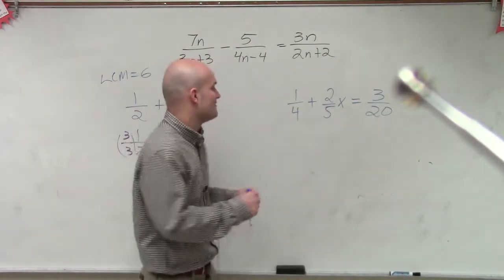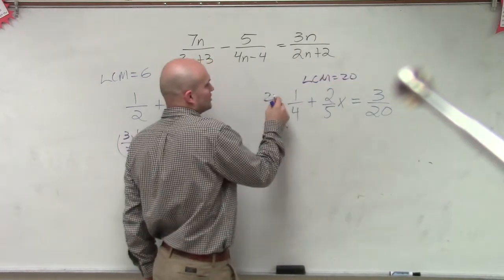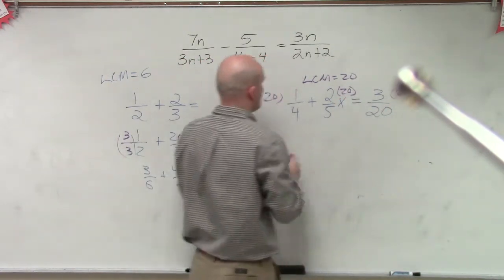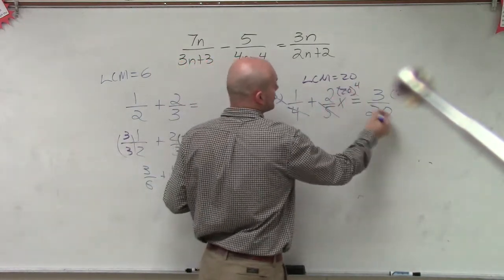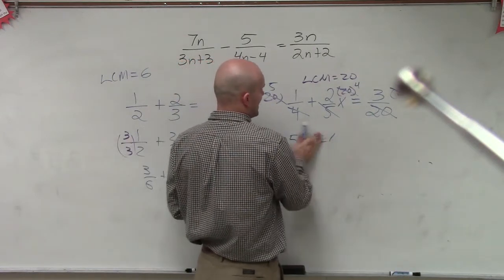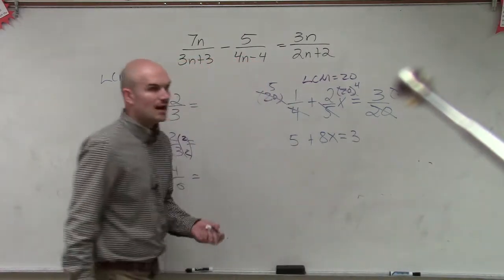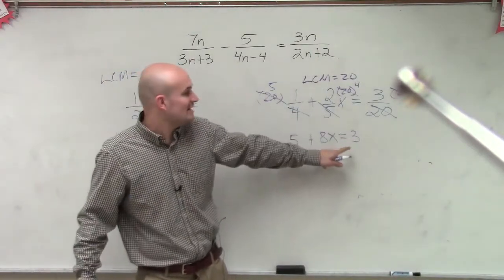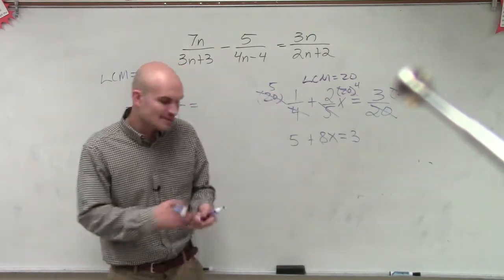What we're trying to do here is eliminate my denominator. If I multiply everything times my LCM, here my LCM is equal to 20, if I multiply everything times 20, what you'll have now is that becomes 5, 4, and that becomes 1. Now what you have is 5 plus 8x equals 3. So now what you have in this case is an equivalent equation. 5 plus 8x equals 3 is the exact same as 1/4 plus 2/5 x equals 3/20. It just depends on what you're trying to do.